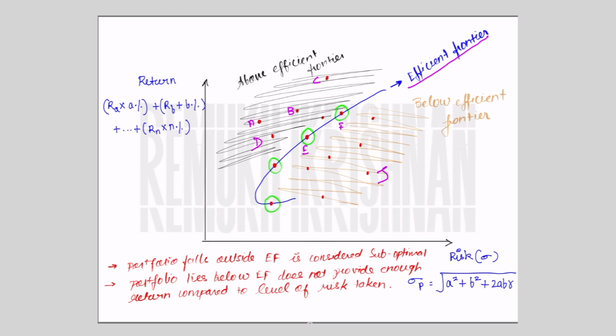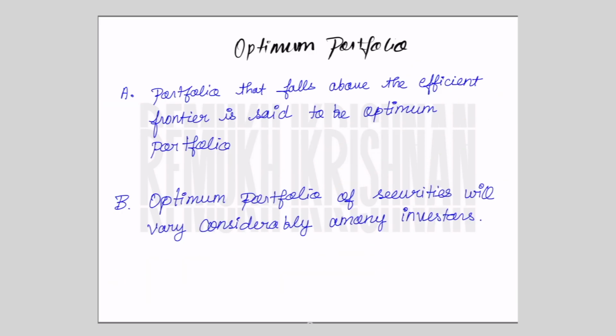Okay. So now, what is the optimum portfolio? How to find it? The portfolios that fall on the efficient frontier are said to be optimum portfolios. It means if you already saw this graph, and this is my efficient frontier, any portfolio which falls on this line is considered to be an optimum portfolio.